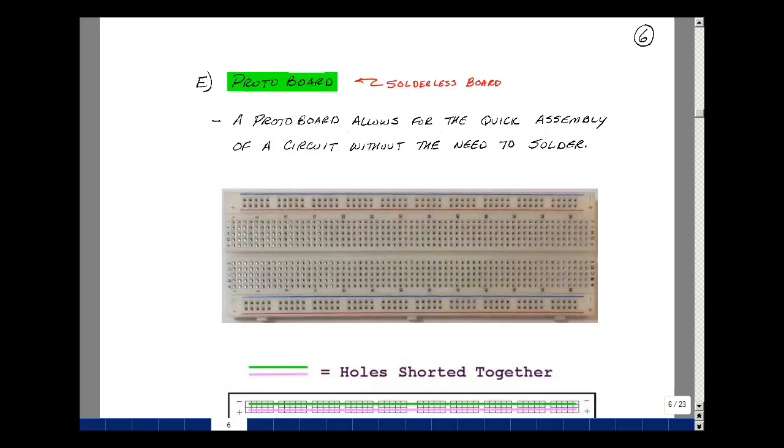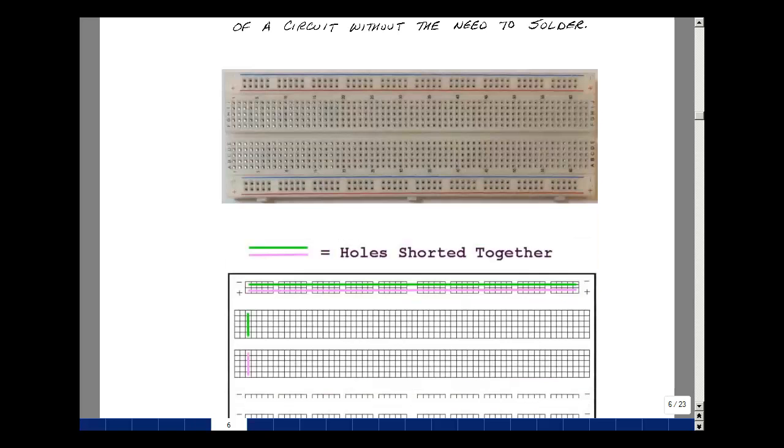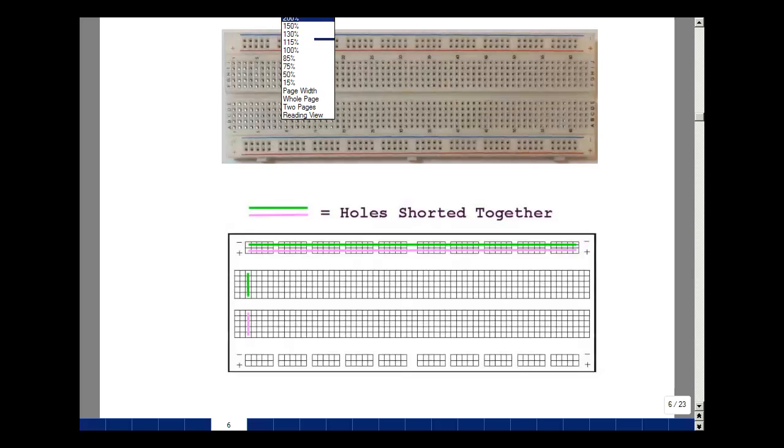This particular solderless board was introduced in the 1970s by a company, and they called it a proto board. And so some always refer to a solderless board as a proto board, but that's actually a brand name. And in the lab, I'll just refer to it as a solderless board. There's a series of holes here that are connected in strips, and take a look at what those strips might mean. Let me zoom in on this a little bit.